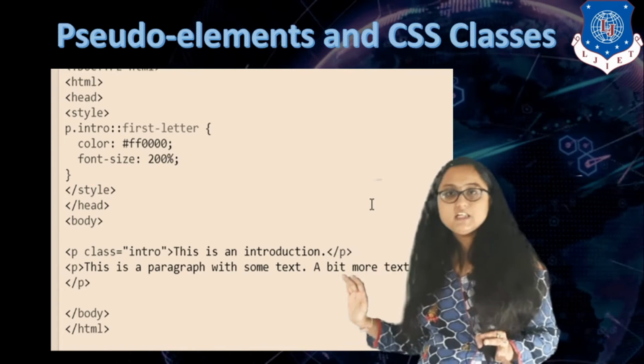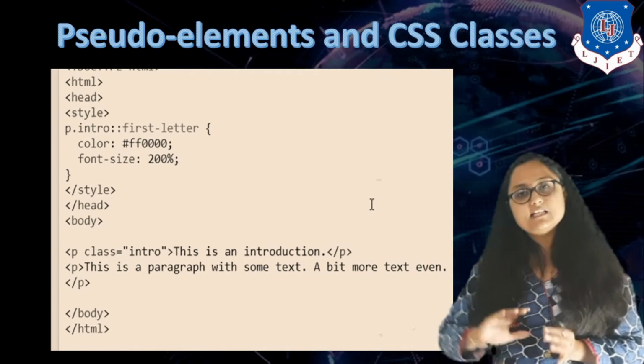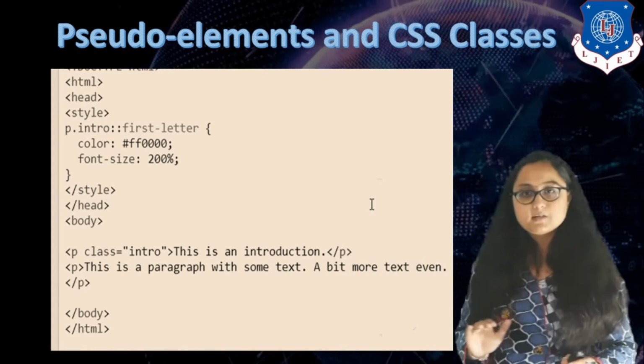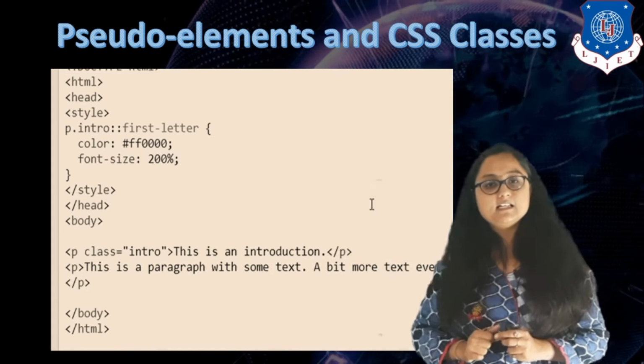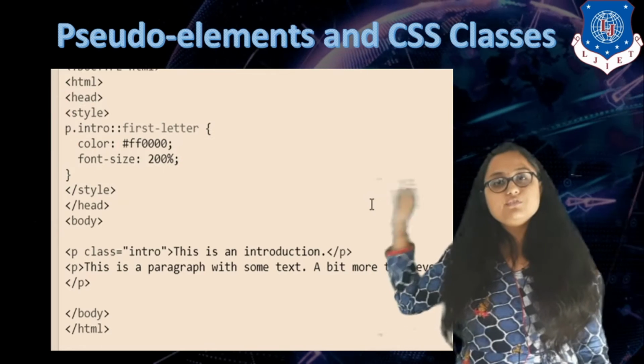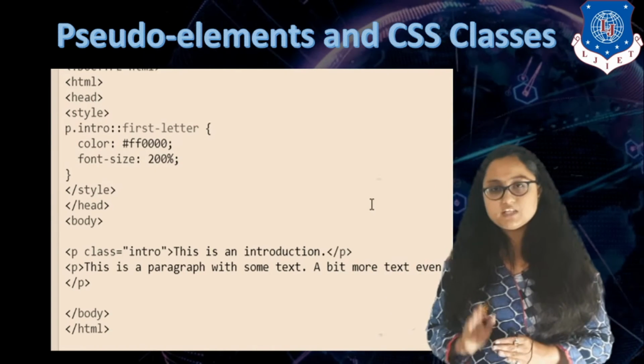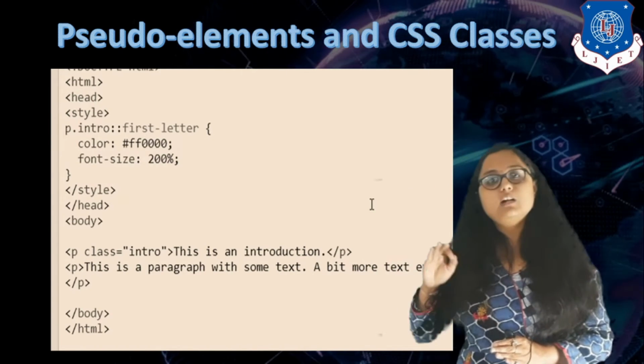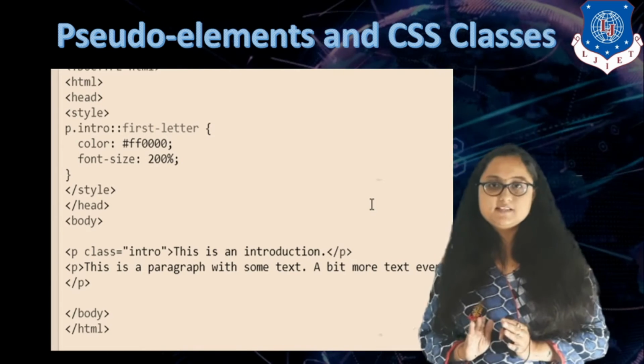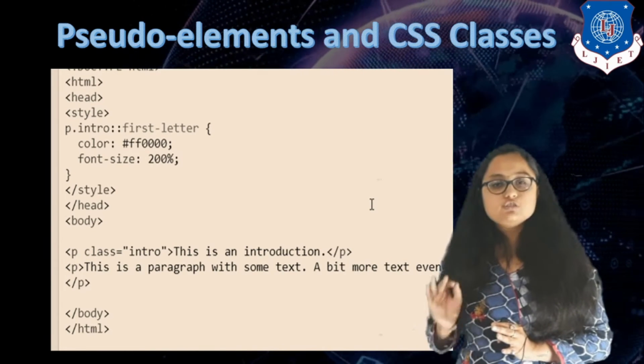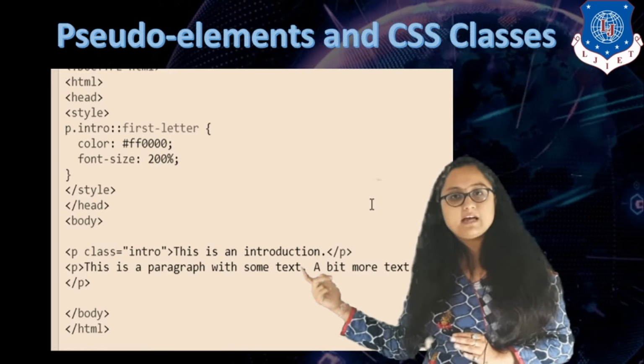Now in such a condition you can use pseudo elements as well as CSS class all together. How? You can see in the CSS syntax. So here first you have to write the selector name, that is P. Dot, you have to write your class name. This is the basic syntax for selecting the class. So dot, which class name value I am writing: intro.